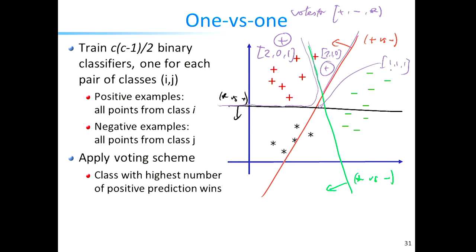Why is it 2, 0, 1? Because this one here has just asked star versus minus. It's not even asked if it's a plus or not. And so now here just the class with the highest number of positive predictions wins. Okay? That's one of the different variants of these reductions, but that's sort of a standard one.